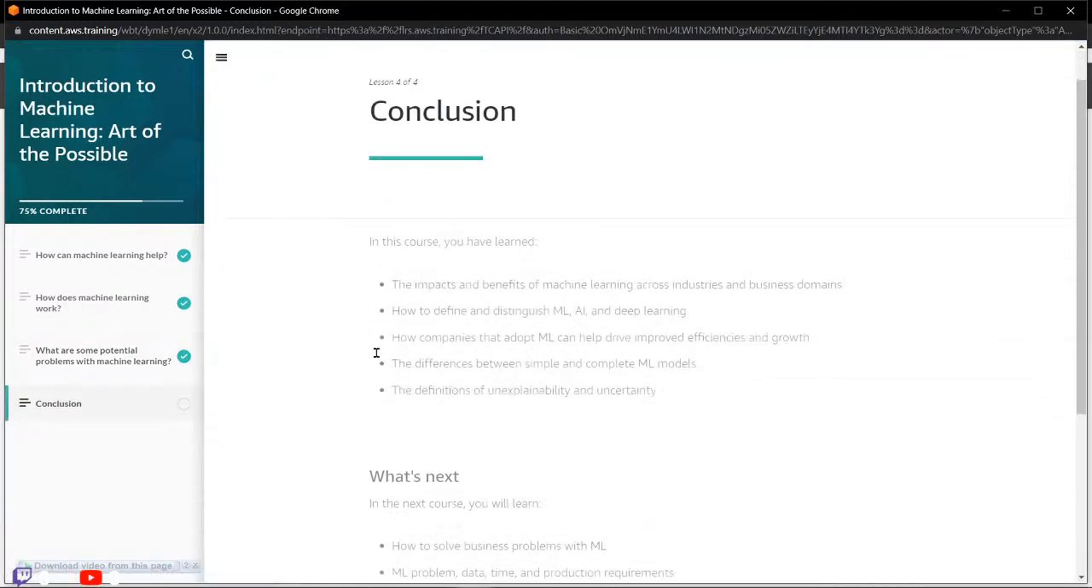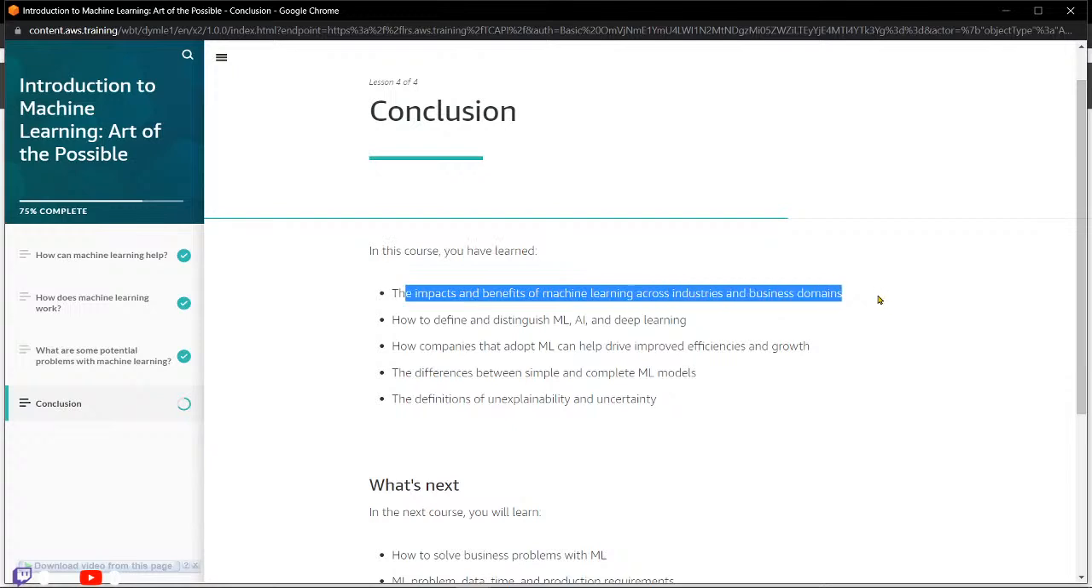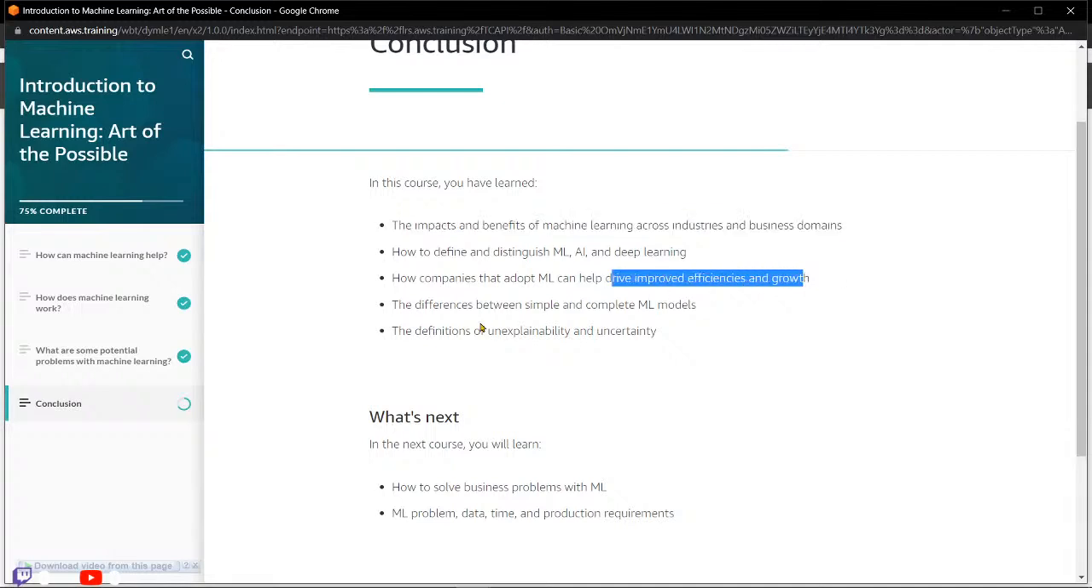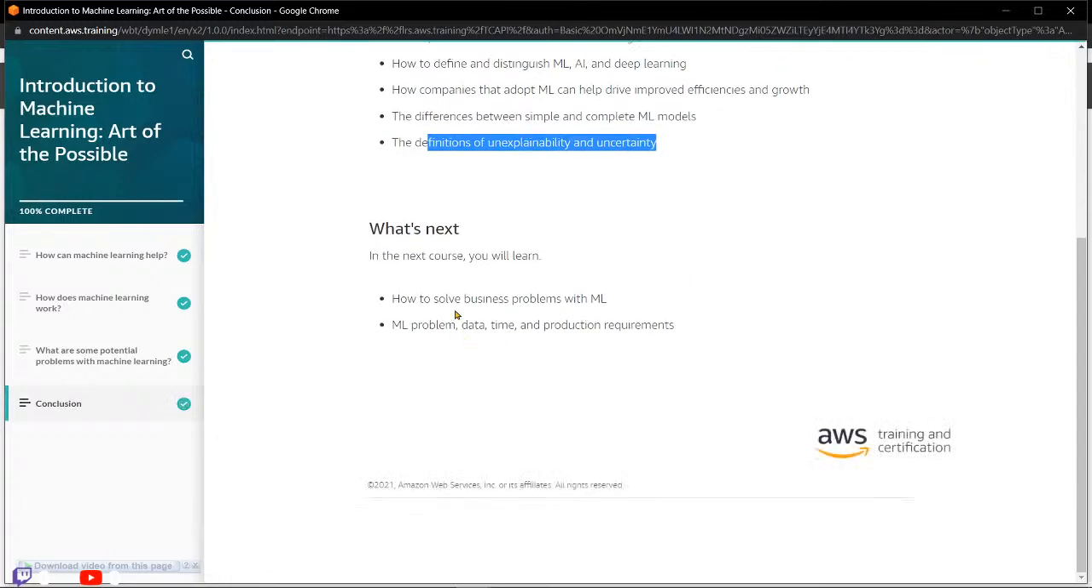So, in this course, we have learned the impacts and benefits of machine learning, how to define and distinguish ML, AI, and deep learning, how companies adopt ML and can help drive improved efficiencies. The difference between simple and complex ML models. The definition of explainability and uncertainty. How to solve business problems with ML. ML problem, data, time, and production requirements.